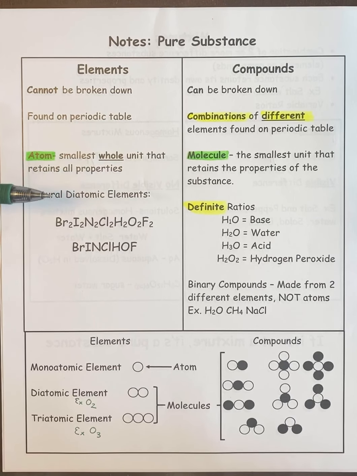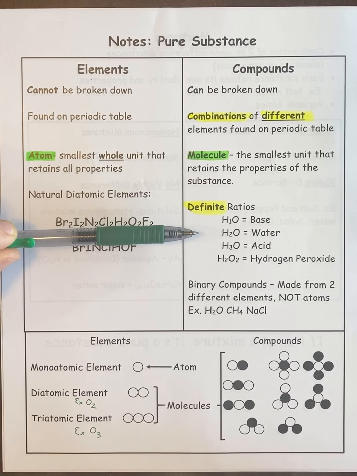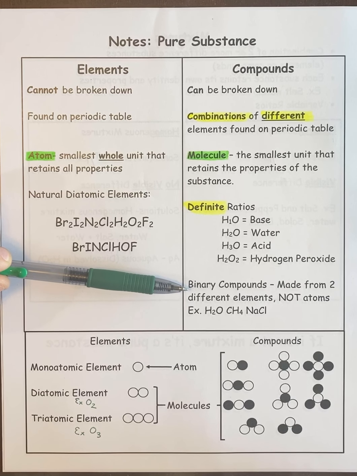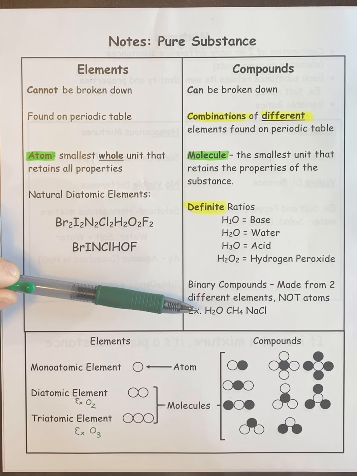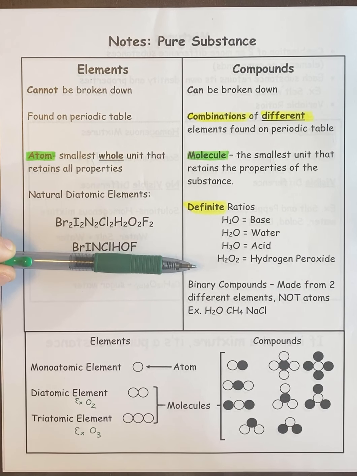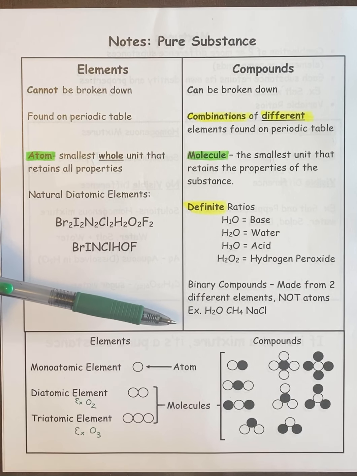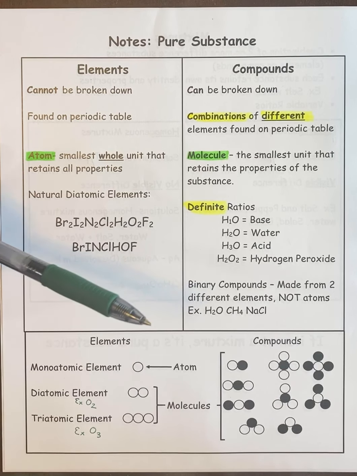There are some, and then compounds by definition are binary, and that means that they are made from two or more different elements, not necessarily two atoms. In other words, they're all going to be at least two or more atoms, but at least two of them have to be different elements in order to be a compound. Okay, so just be aware of that.